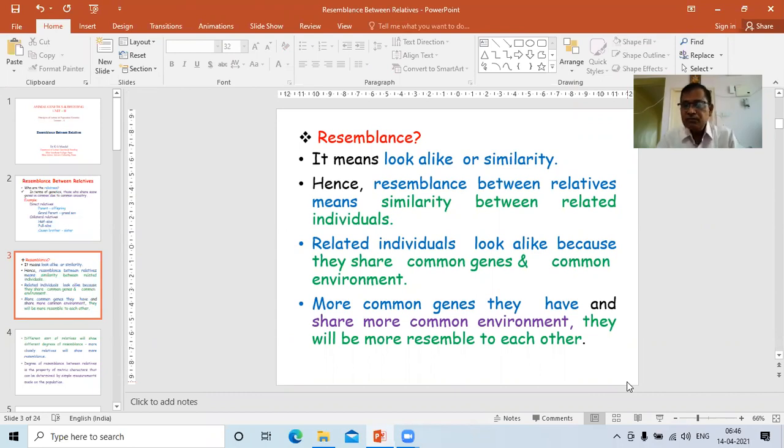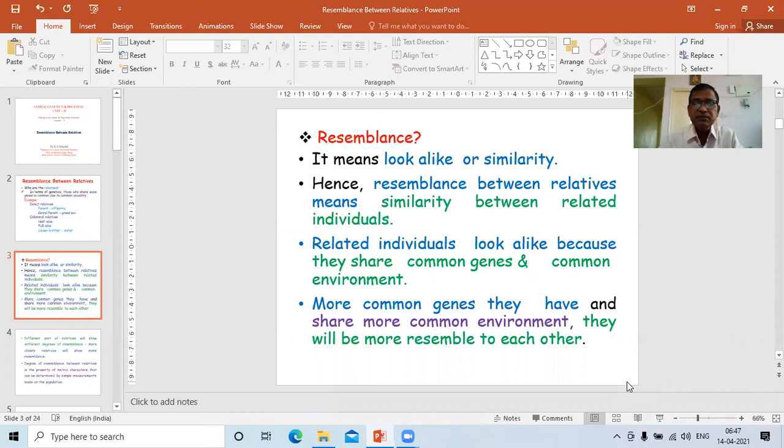That means full sibs will be more similar than the half sibs. Okay? Because full sibs receive the genetic material from both the common parents. There is father and mother, both are common. In half sibs, only one parent is common, the other parent is not common. That's why they will be a little bit dissimilar. Similar, but the degree of similarity will be less.